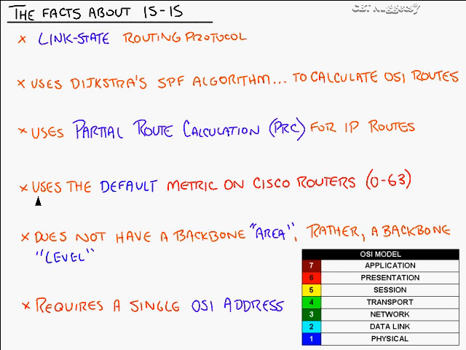ISIS uses a metric called the default metric, which can lead to many confusing conversations when you're trying to describe what the metric is on an interface. What the default metric is, and that is the name of the metric, is just a digit that you set on each interface.